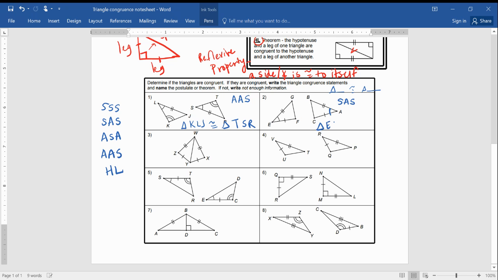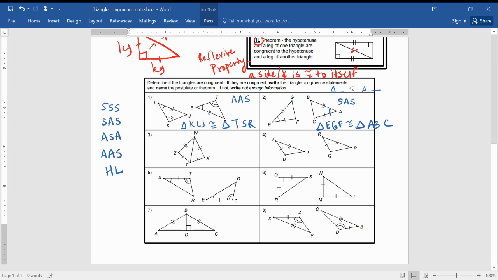How about EGF? It's congruent to triangle, let's see, A, and if I go in the same order, I need to go B next and then C. And you can write these in any order you want to. I'm just trying to pick one and go with it.